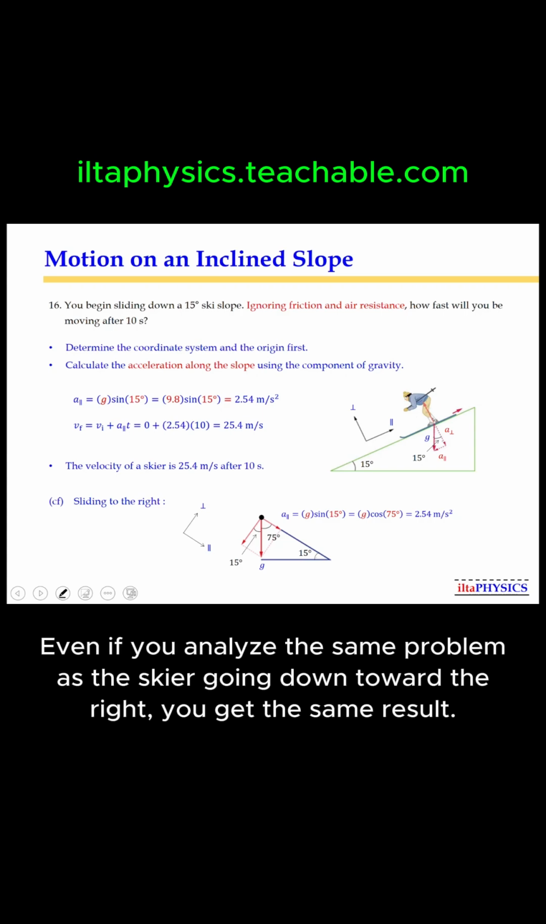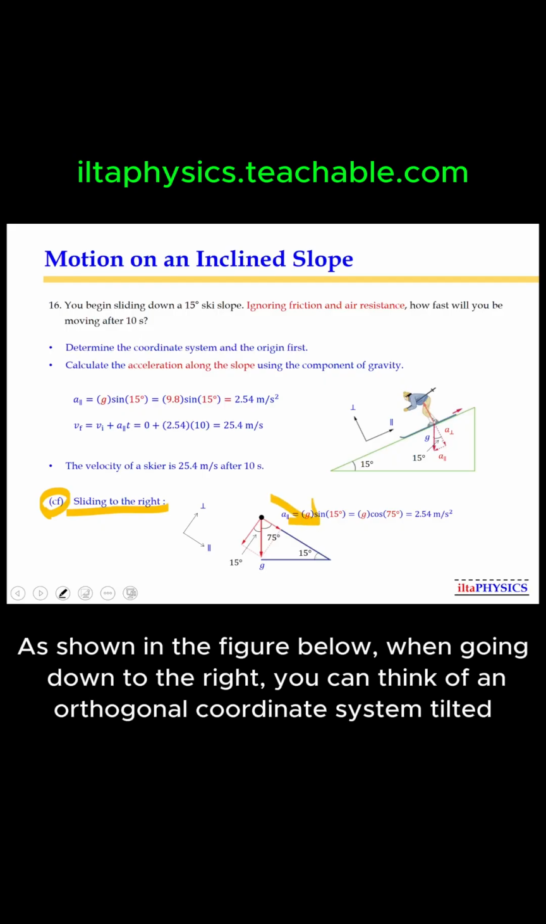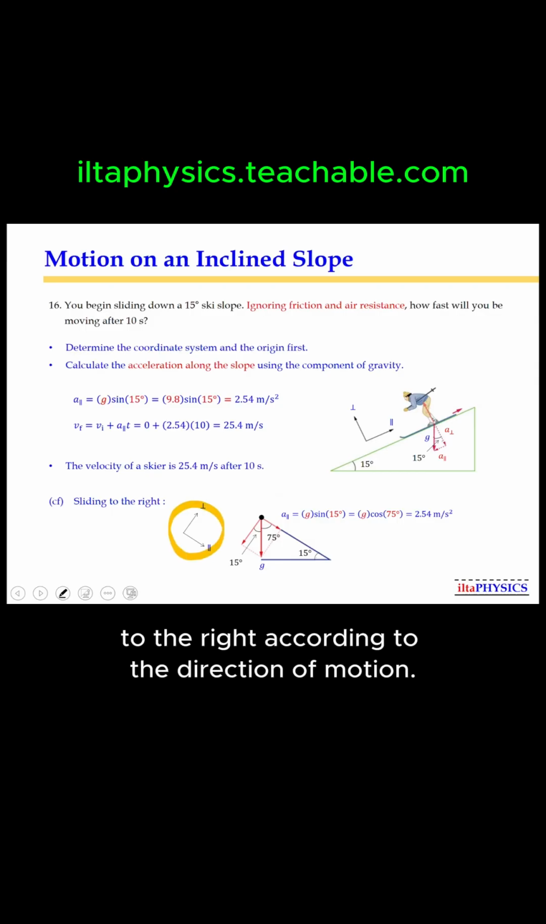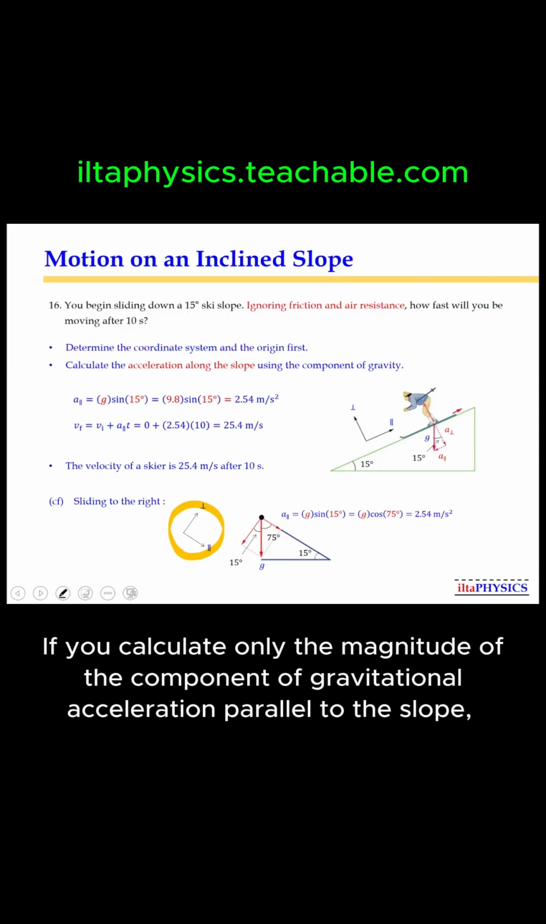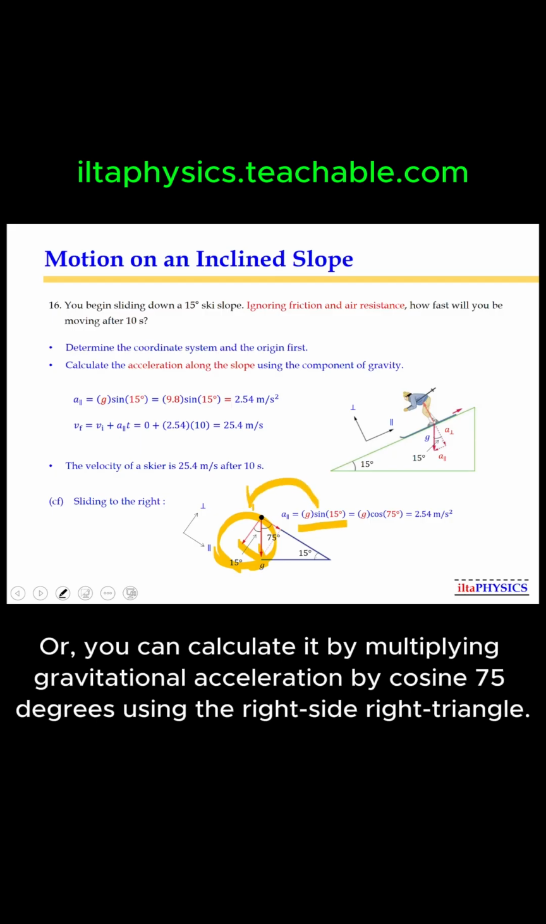Even if you analyze the same problem as the skier going down toward the right, you get the same result. As shown in the figure below, when going down to the right, you can think of an orthogonal coordinate system tilted to the right according to the direction of motion. If you calculate only the magnitude of the component of gravitational acceleration parallel to the slope, you can multiply by sine 15 degrees using the left-side triangle as seen in the figure. Or, you can calculate it by multiplying gravitational acceleration by cosine 75 degrees using the right side right triangle.